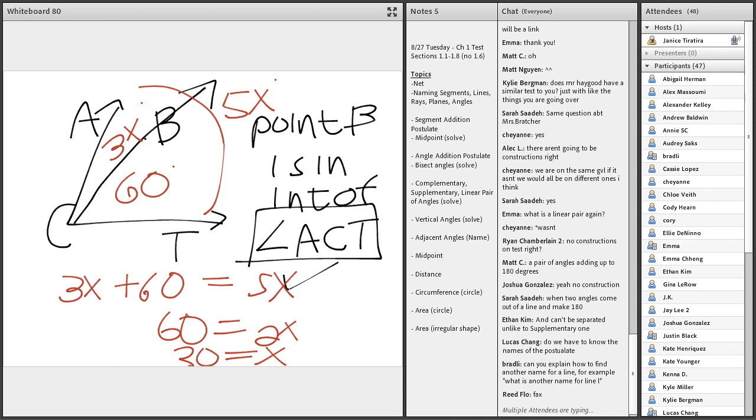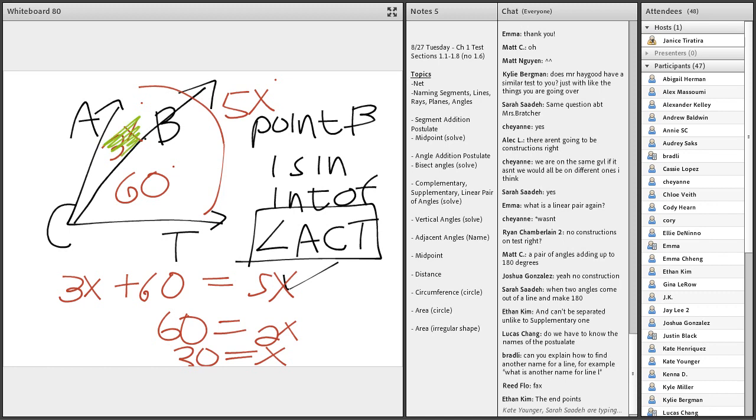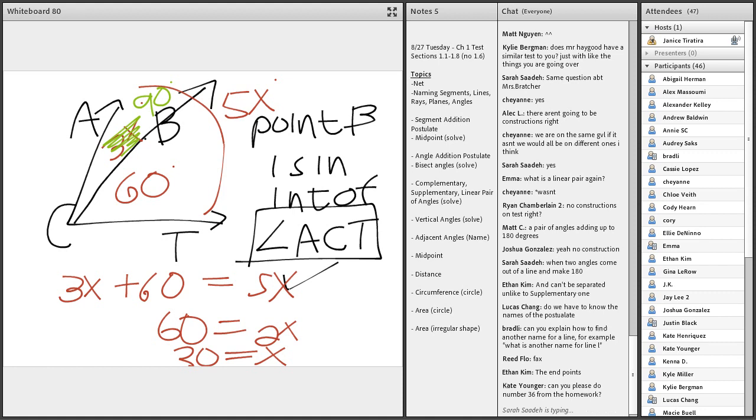Wait, this is a wrong picture, sorry. My picture's not to scale, but it's okay as long as you understand the concept. So if I plug it back in, this should have been 90 degrees, and if you plug this back in, this should have been 150. Don't worry about the picture, okay?